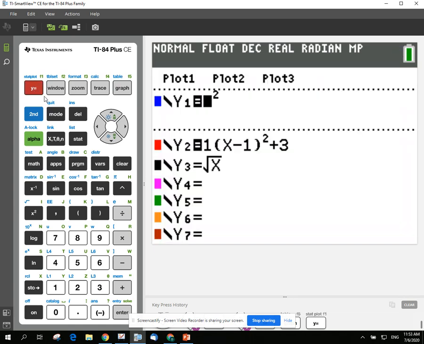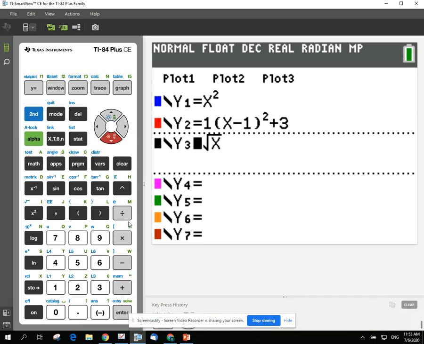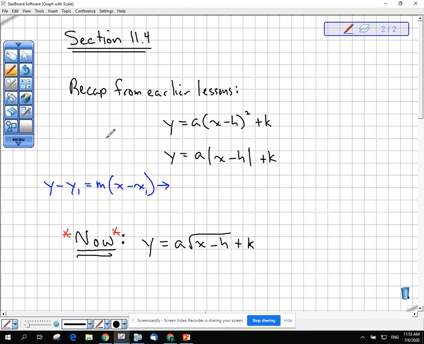Now, that was something from our past. We're going to be dealing with square roots today. We'll come back to this one in a second. I was showing you some things that were in earlier lessons from the year.